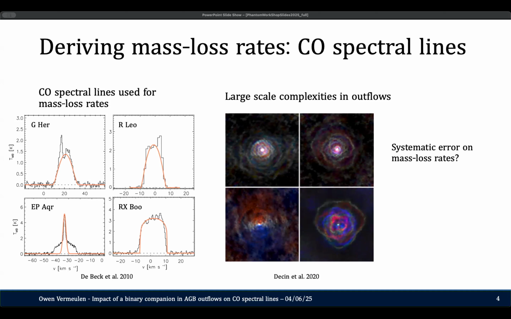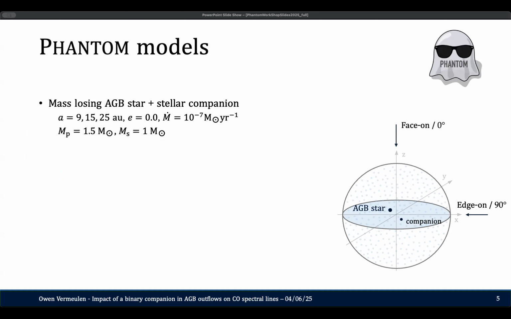And so to try and make a step towards answering this question, I aim to model these lines using 3D hydro simulations where I include this complexity in modeling these lines. So for this, we used Phantom. There we have a setup of a mass-losing AGB star plus a stellar companion. And to be able to generate some different looking morphologies, I've used 3 values for the orbital separation. But for simplicity, I still remained at a circular orbit and also a constant lower mass loss rate, with always the same masses for the AGB star and its companion.